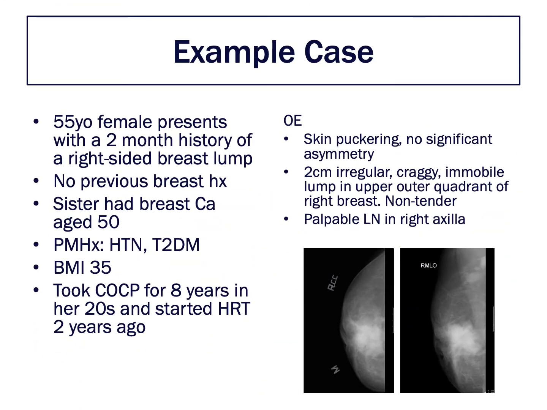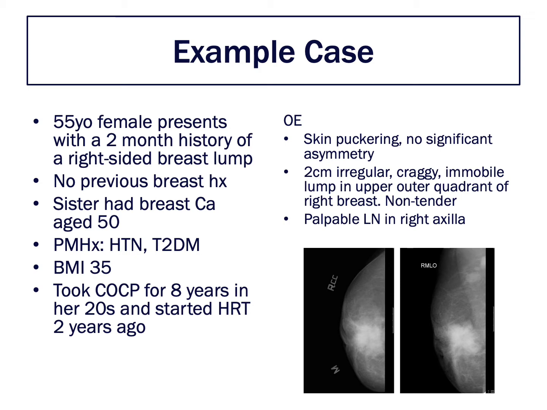To start with, this is the same example case as in the previous tutorial, the overview. So again, a 55-year-old female presents with a 2-month history of a right-sided breast lump. She has no previous breast history but has a significant family history in that her sister has had breast cancer aged 50. She has a past medical history of hypertension and type 2 diabetes and has a high BMI. And previously she has taken the oral contraceptive pill and has been on hormone replacement therapy for 2 years.